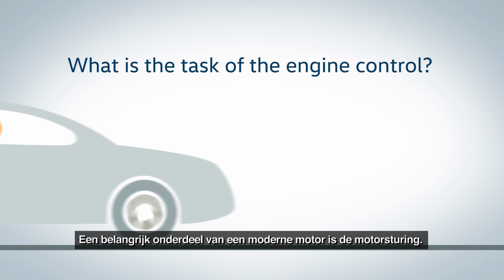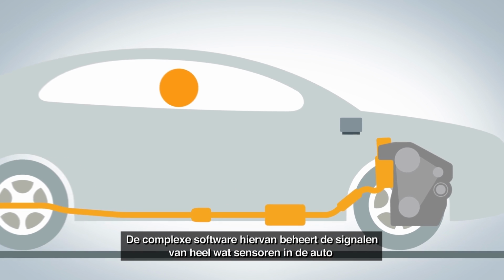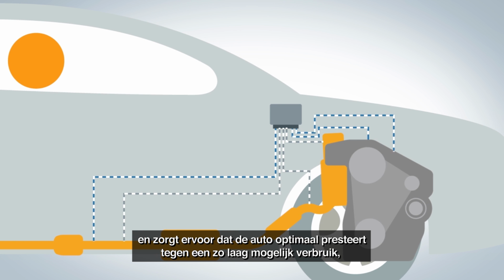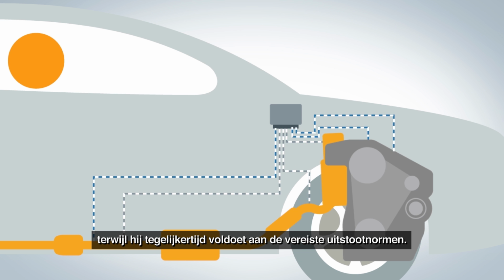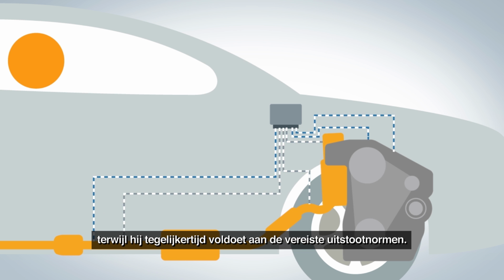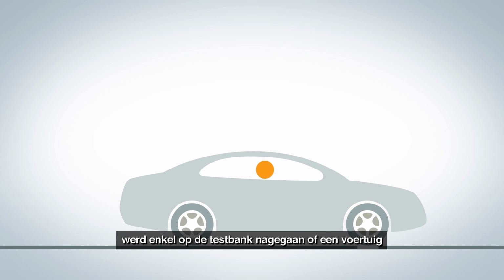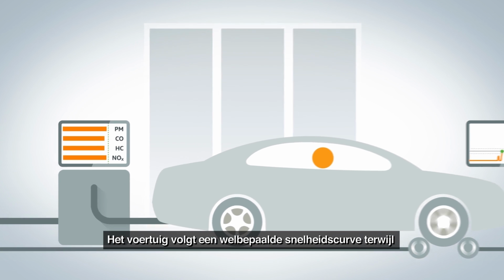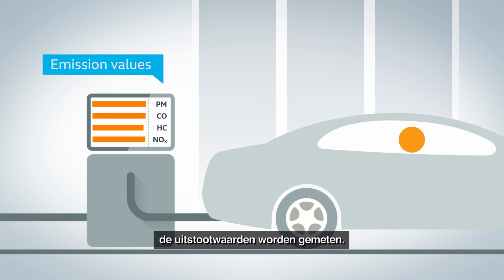An important part of a modern engine is the engine control. Its complex software processes the signals of many sensors in the vehicle and ensures that the cars offer good performance profiles with the lowest possible consumption and comply with the required exhaust standards at the same time. Up until September 2017, testing on the test bench was the only way to determine whether a vehicle fulfilled the legal requirements. Here, the vehicle runs with a defined speed curve while the exhaust gas values are being measured.